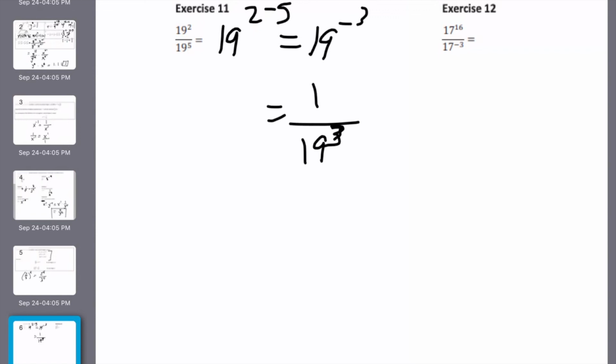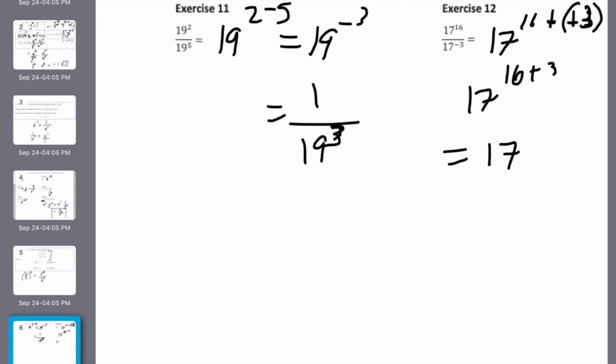Finally, I'm going to use, for this one, 17 to the 16 minus negative 3. But when I subtract by a negative, that is the same thing as adding by a positive. So this is the same thing as 17 to the 16 plus 3, which is the same thing as 17 to the 19th power.